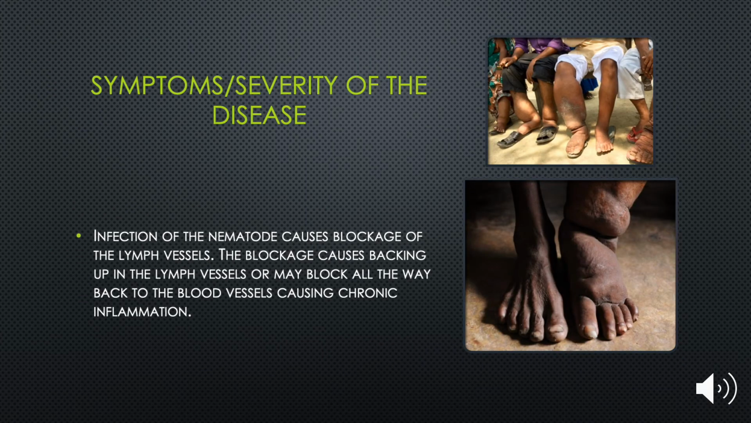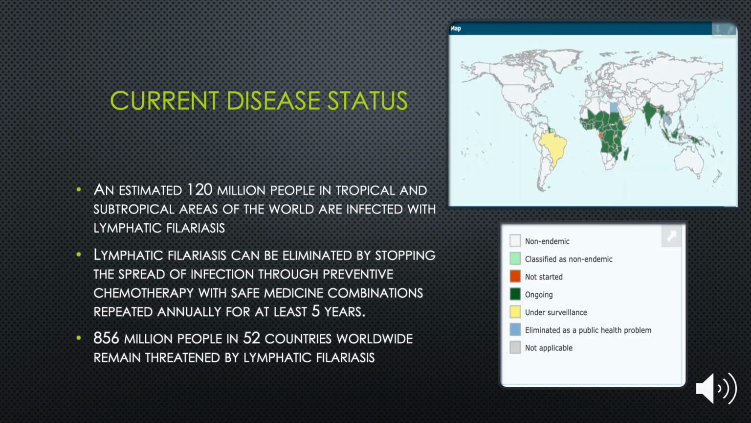Some symptoms of the disease and severity of the disease is that it causes a blockage of the lymph vessels, and so this blockage of the lymph vessels may block all the way back up to the blood vessels, causing chronic inflammation in both the lymph and the blood vessels. And so we see permanent damage a lot in these patients and a lot of ostracization from society.